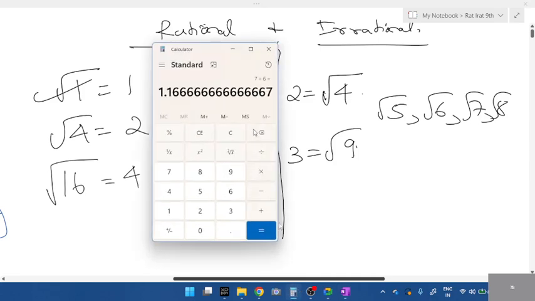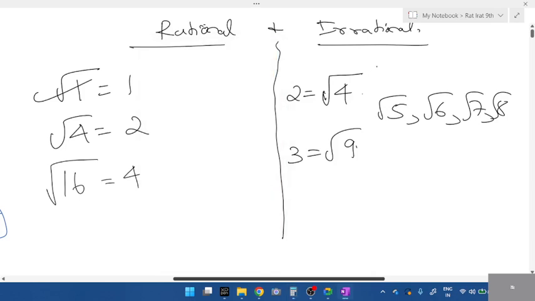Let me take root 6. Look here. Root 6, what's the answer? Not terminating, right? 2.4494. Nothing is repeating. Non-terminating, and it is an irrational number. Understood? Then after root 9, what are the irrational numbers? Root 10, root 11, next, root 12. All these are irrational.